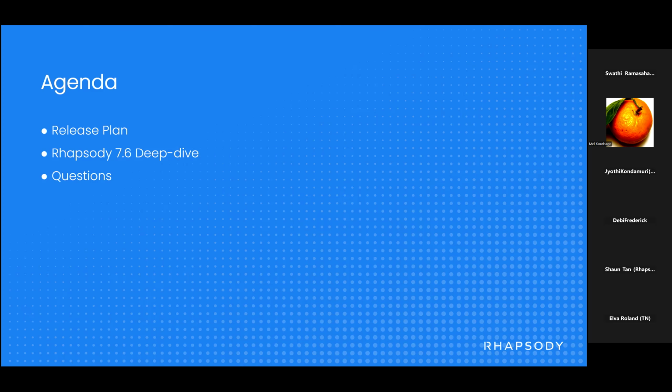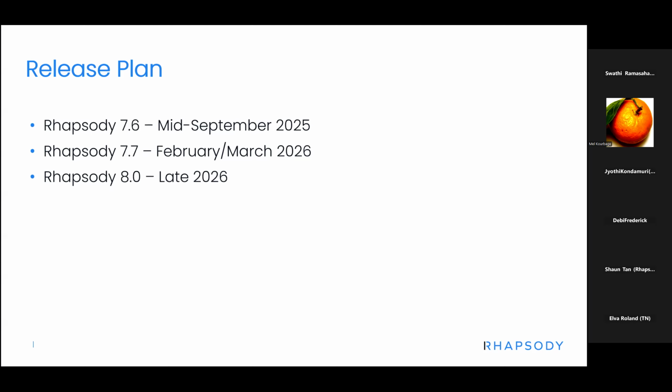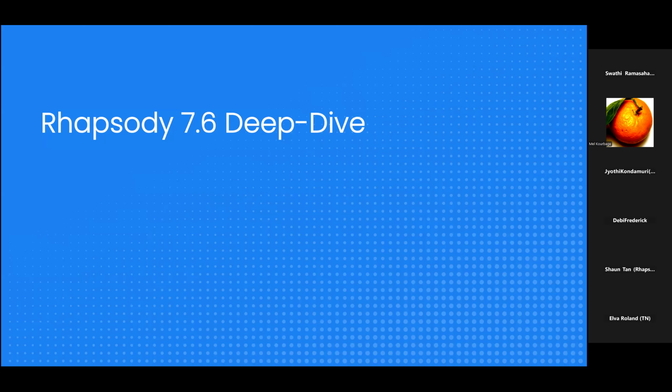So let me move to the release plan. This is what it looks like currently. Rhapsody 7.6 is due mid-September, so that's just over a month away. After that, Rhapsody 7.7 looks like February or March next year, and Rhapsody 8.0 is late 2026. With 7.6 just around the corner, we will do a deep dive into some of the main features.